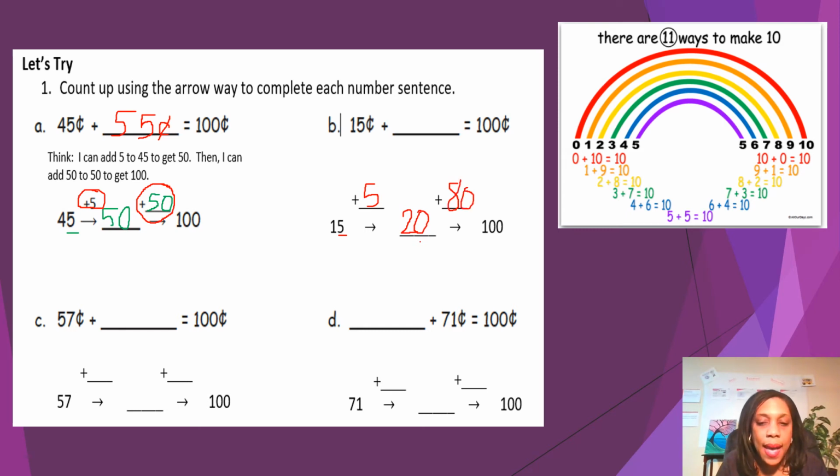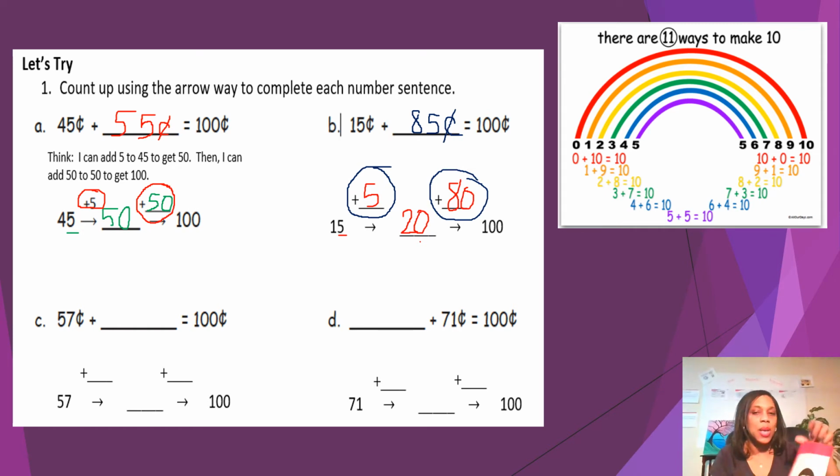Now I go back, and I look at the numbers that I've jumped. I jumped 5 spaces and I jumped 80 spaces. When I put them together, that's 85 spaces. So 15 cents plus 85 cents equals 100 cents. I want you to press pause, please, and I want you to try C and D. Press pause.